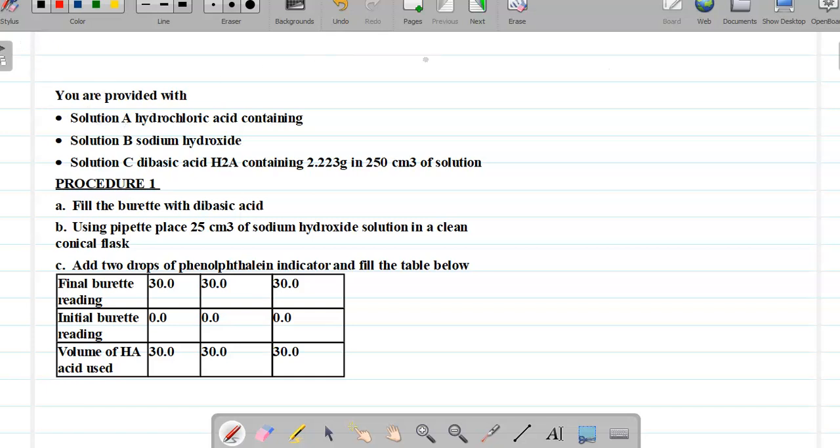Today we are learning double titration. We have finished back titration. We are now starting a new type of titration called double titration. In double titration, we have three solutions.